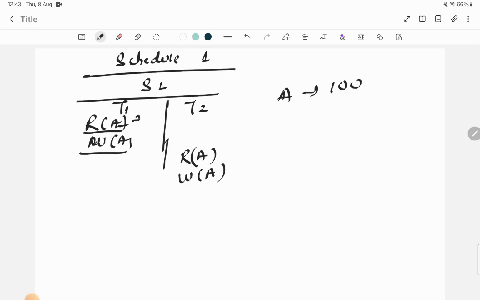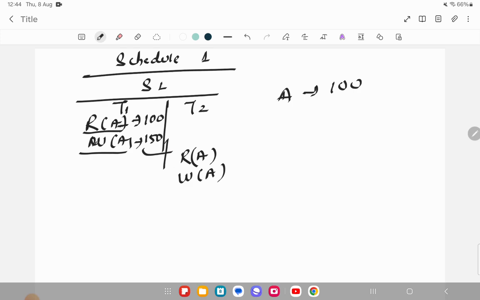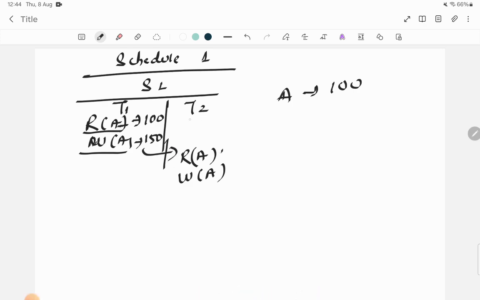So in this, what will happen? We will read the value, which is 100. In the second step we are going to update the value 100, so I'll update it to 150. After that in transaction T2, if transaction 2 tries to read A, it will get the value 150. After that if we write A, suppose we add 50, we will get the value 200.